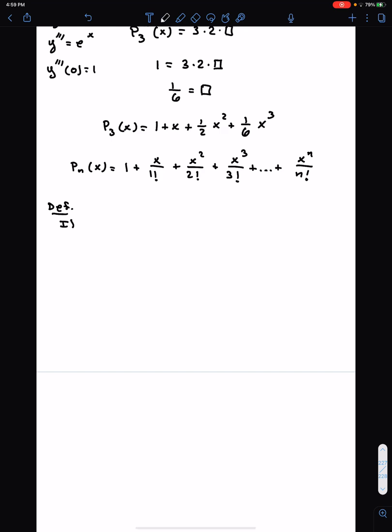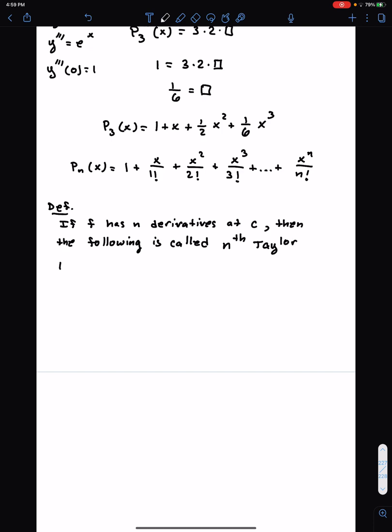Definition. If the function f has n derivatives at c, then the following is called an nth Taylor polynomial for f centered at c.